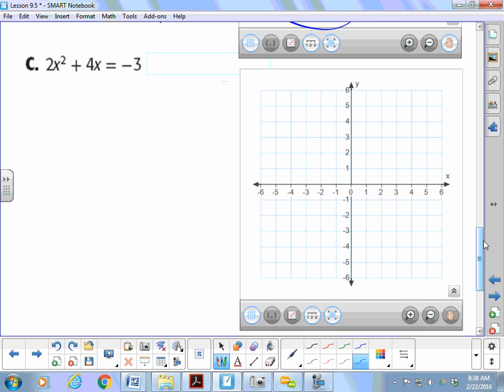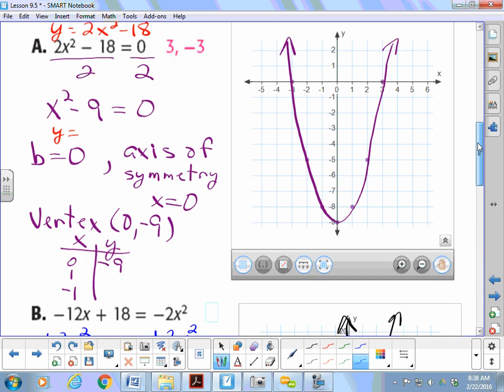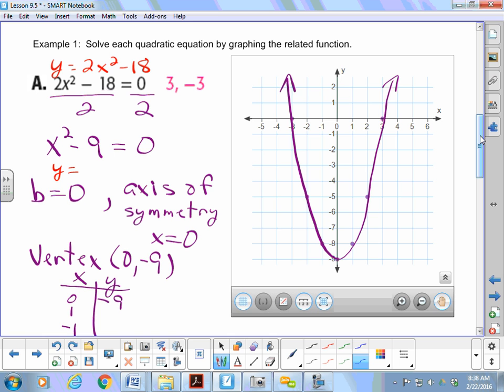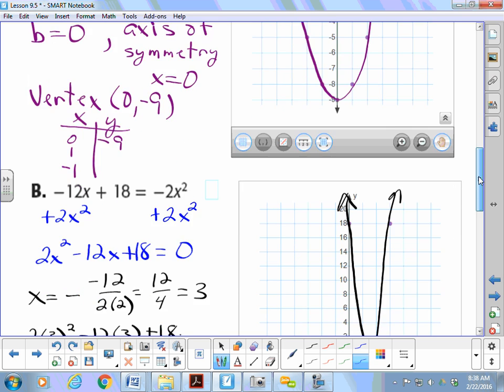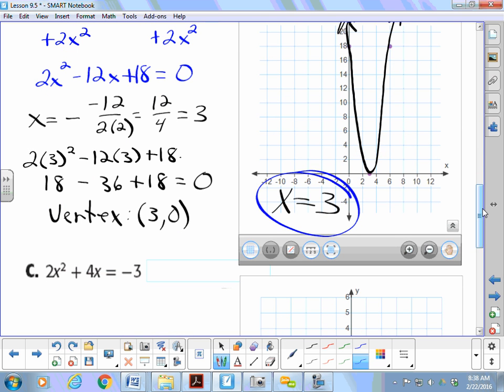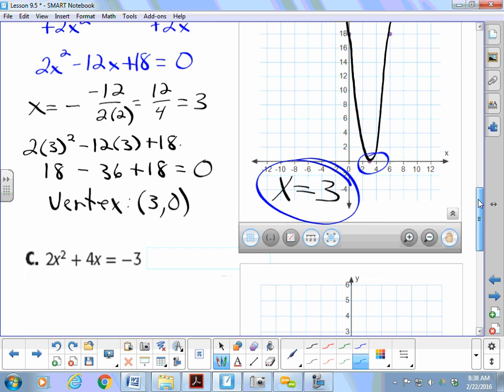Just a reminder that we are solving equations. Even though we're drawing these graphs on our paper, we're solving equations. So our answer to letter A was x equals plus or minus 3, because that's where it crossed the x-axis. Our answer here, x equals 3, because that's where it touched the x-axis.